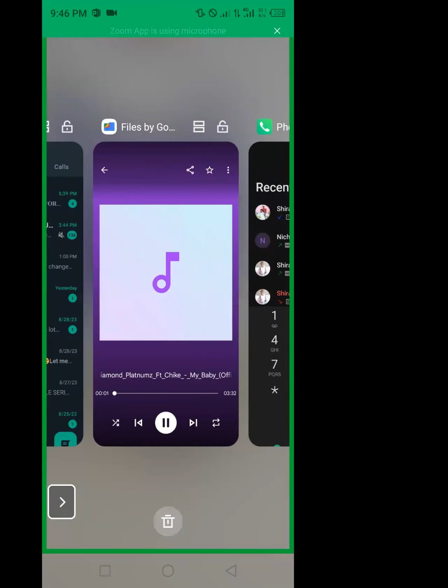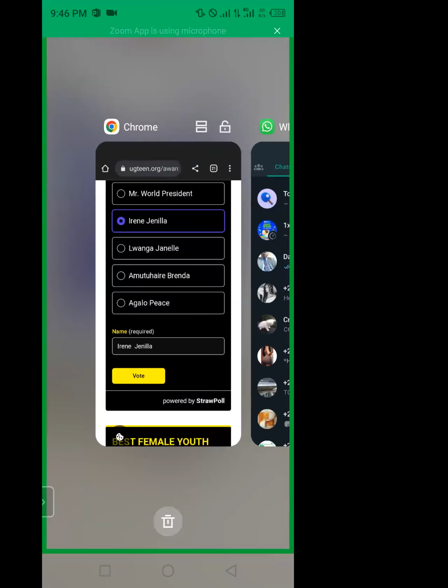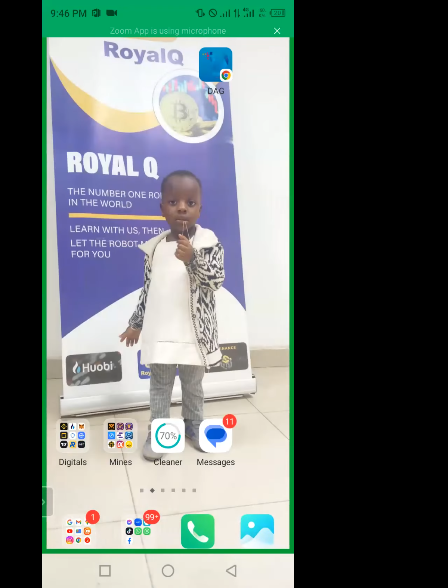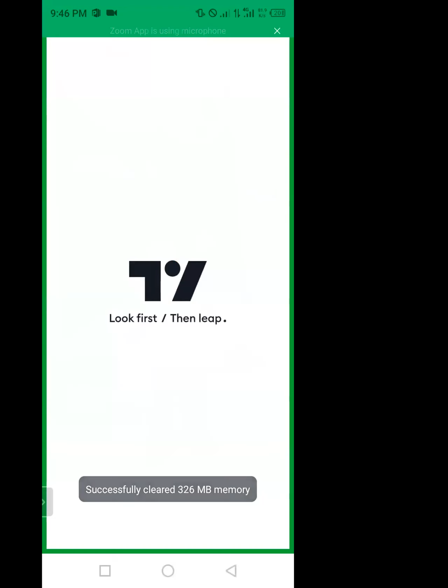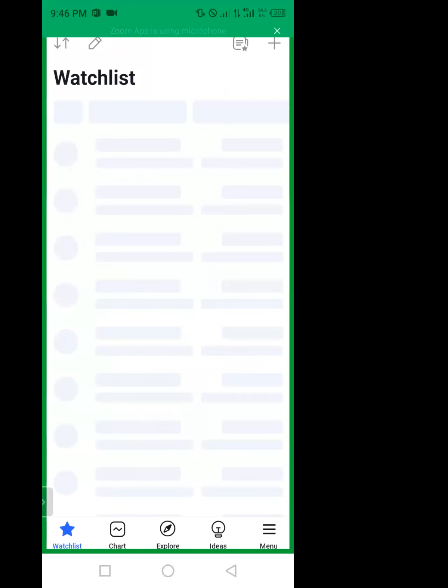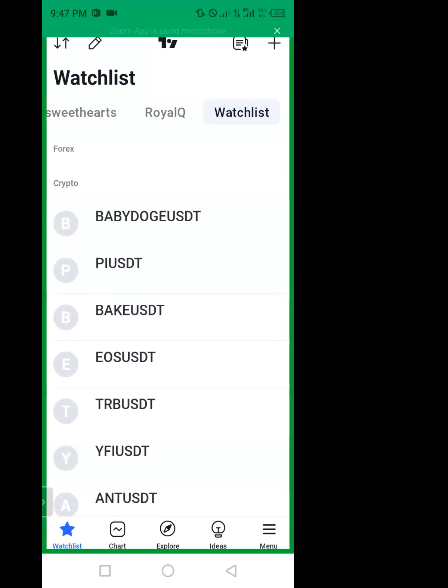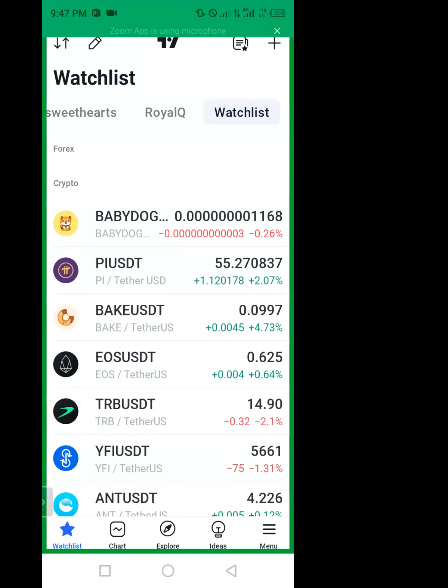Where is my trading view? It's here. It's loading. Loading, please load faster. It has loaded.